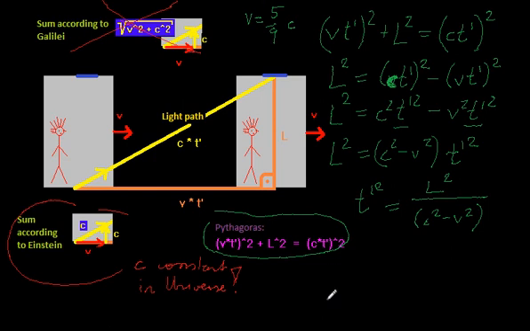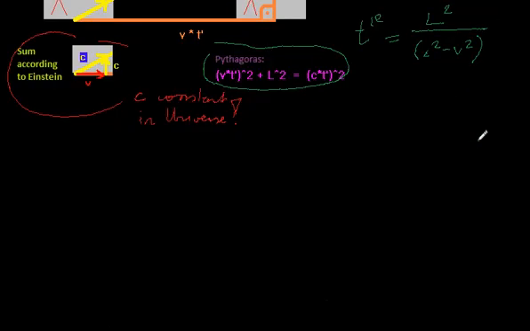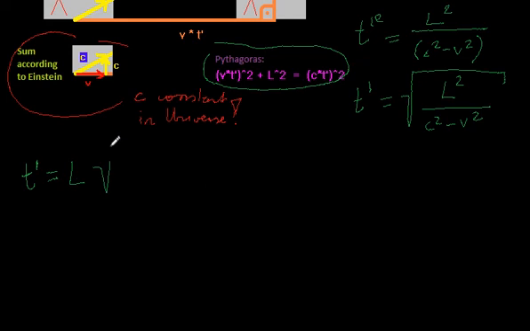And this next step, we take the square root of it, so that we get that t dash is equal to the square root of L squared over c squared minus v squared. And then we can take L squared out of the square root. T dash is equal to L times the square root of 1 over c squared minus v squared.